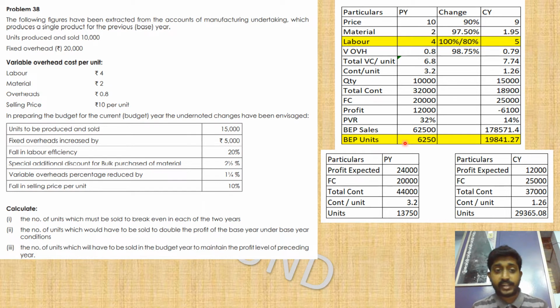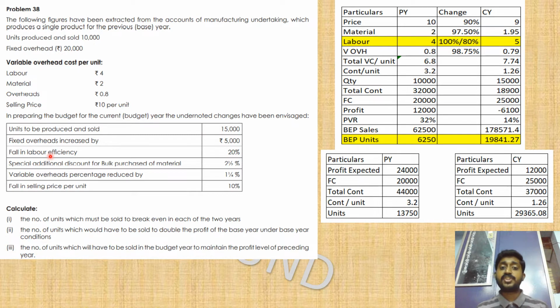So that is the previous year data. Now we are going for the current year. A lot of changes have been given. The first thing is the number of units has been changed from 10,000 to 15,000. That change we have implemented. Fixed overheads is increased by 5,000. Yes, fixed cost is 20,000, that is increased to 25,000.